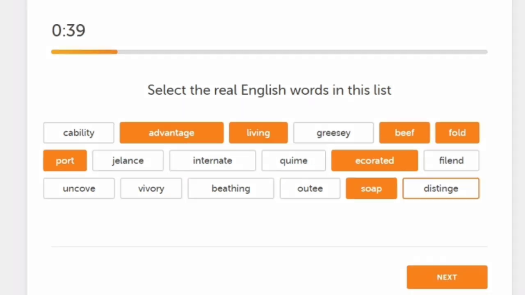So now you can see I have selected all the English words that I thought to be English words. I may have missed something, but this is just a video to teach you. So you have to select all the English words like this, and then you can click on the next button. Otherwise it will automatically go to the next question after the time finishes. Now we will see the next question.